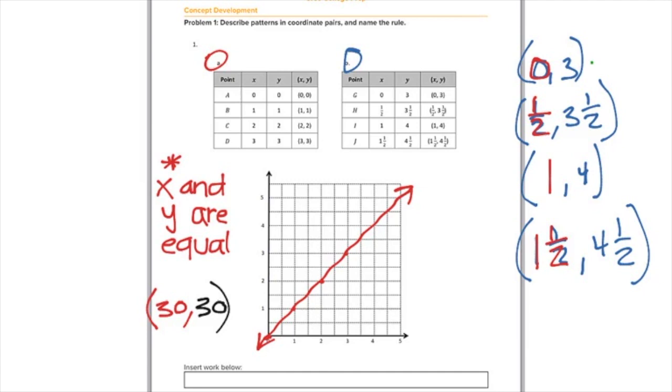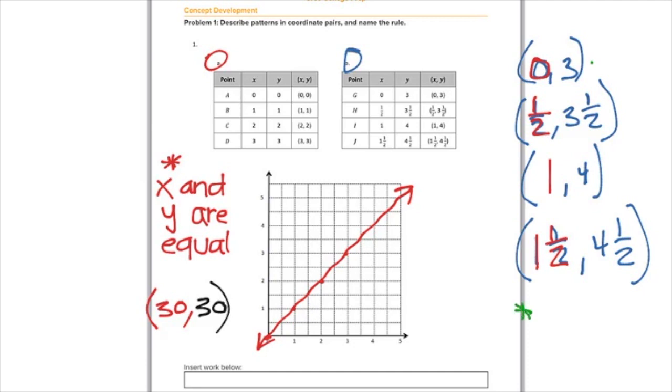Okay, how much bigger? Did I multiply something by x to get y? Well, no, because if I said 0 times 3, that would give me 0, and y is 3. But maybe I added. Let's see if I added. Well, if I added 3, because that's what that first one looks like, 0 plus 3 is 3. If I look down at this next one, 1/2 plus 3 is 3.5. If I look down at the next one, 1 plus 3 is 4. I figured out the rule.